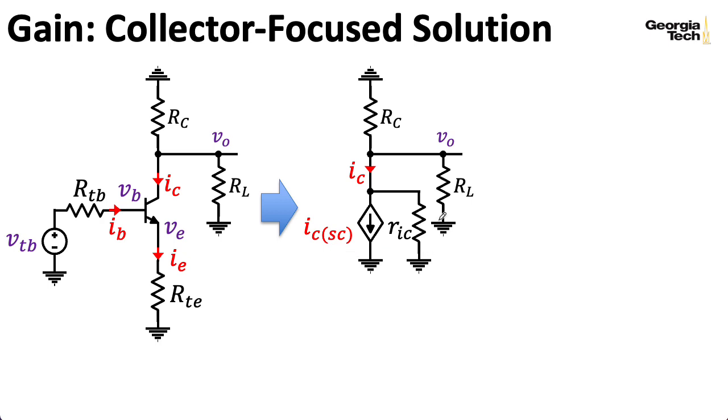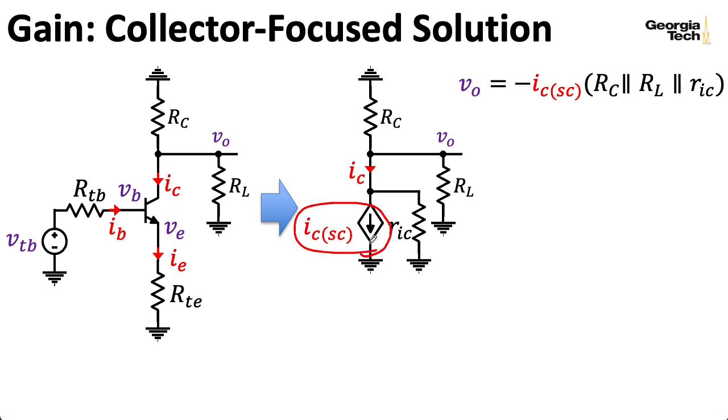Anyway, if I want to know what the output voltage here is, well, I have a current that's flowing here, this ICSC, and then I can imagine that that current is flowing down a parallel combination of resistors to ground. So I have RC and RL in parallel with this internal resistance RIC associated with the small signal model. And I'm going to put a minus sign here because the arrow indicates that we're pulling current out of the node, so that's going to lower the voltage. All right, so that's a start as to figuring out what VO is.